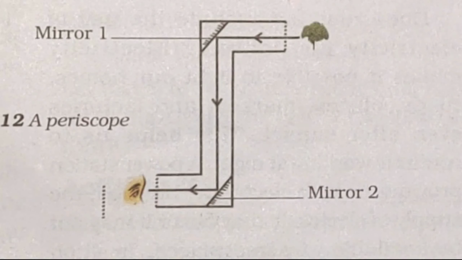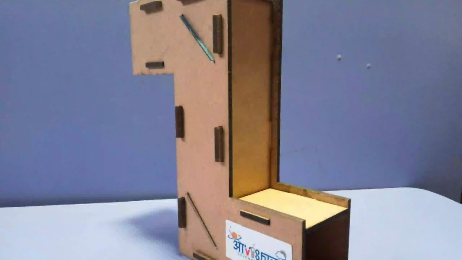And sometimes, suppose you are standing on one side of a wall, and on the other side of the wall a football match or cricket match is going on, but you cannot see from your side of the wall. At that moment, if you set up a periscope on that wall and keep your eyes on one end of the periscope, you can easily see the players playing in the field, or any program going on on the other side of the wall. This way you can use the periscope in your daily life.